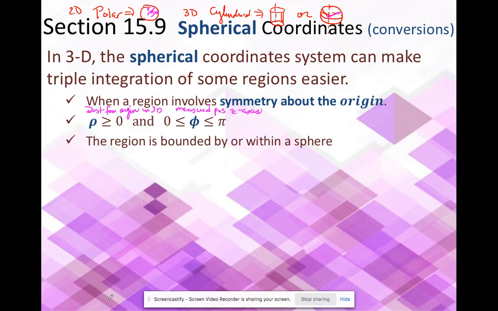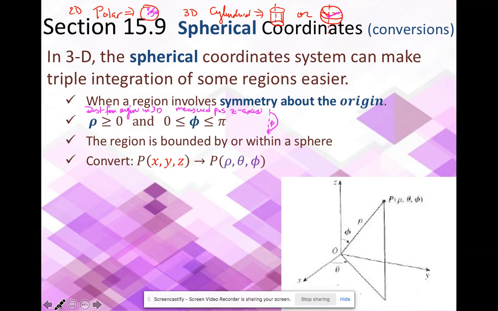The region that we're going to deal with again is either bounded by or is within a sphere. And our job is to convert between rectangular x, y, and z. That location, I want the same location, but I want to get to it with a distance rho, rotating in the 2D plane theta, rotating in the 3D plane phi. Phi goes from 0 to pi. So here's a picture.